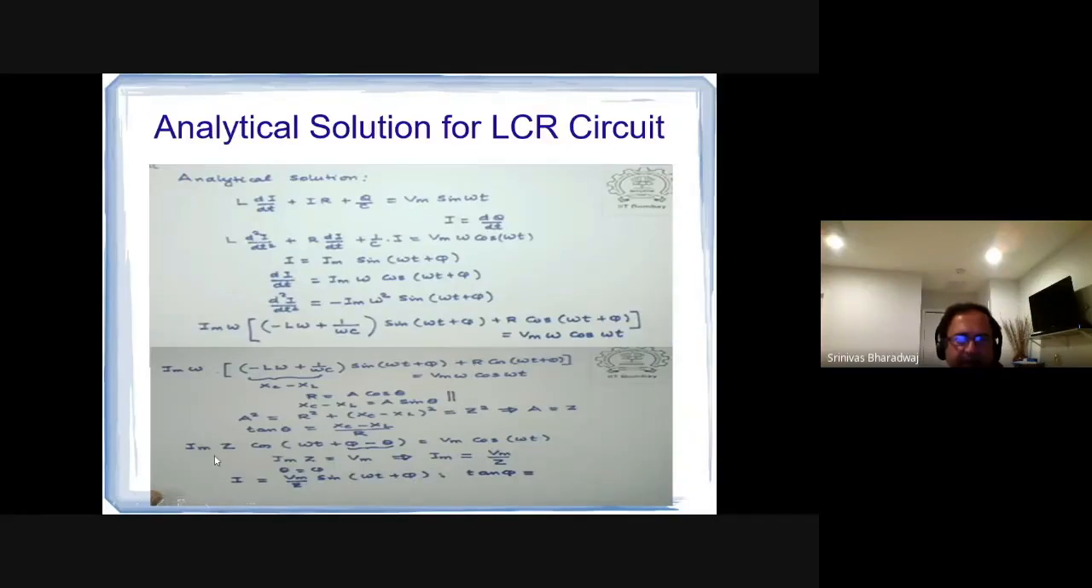When he does that, he writes this as Im times Z times cos of omega t plus phi minus theta, and this theta is the tan inverse of Xc minus XL over R. His aim is to rewrite this in the form of sine of A plus B. When he does that, the omegas cancel, and he ends up with Im Z equals Vm cos of omega t plus phi minus theta. That's how he ends up with I equals Vm by Z sin of omega t plus phi.